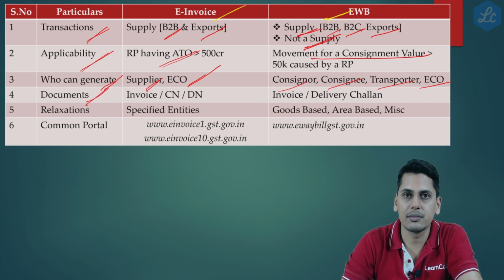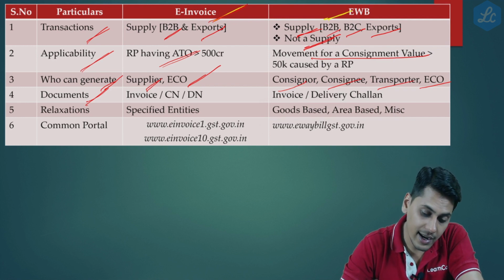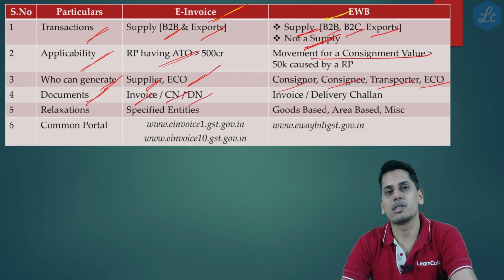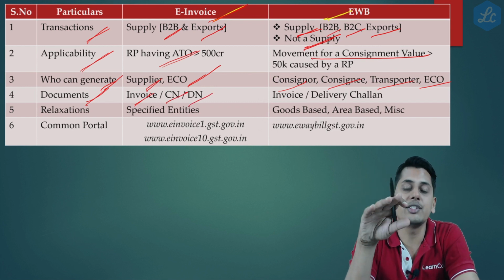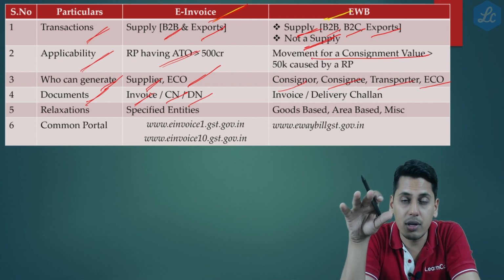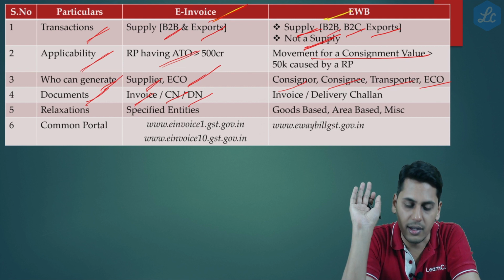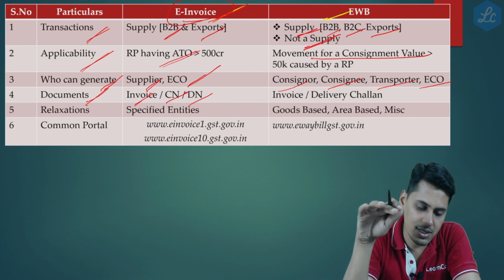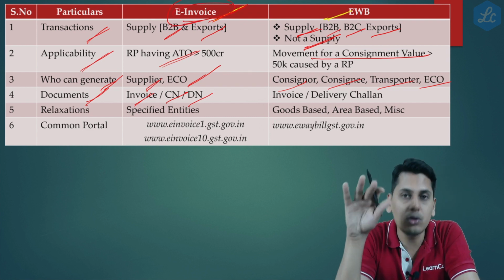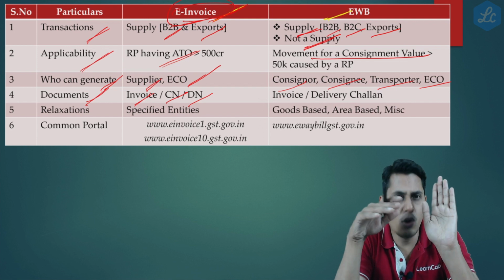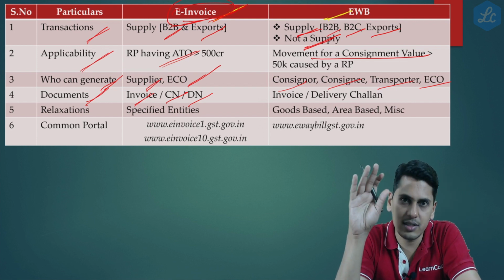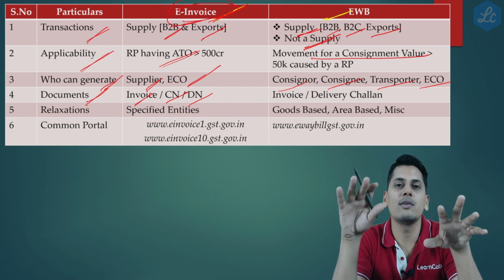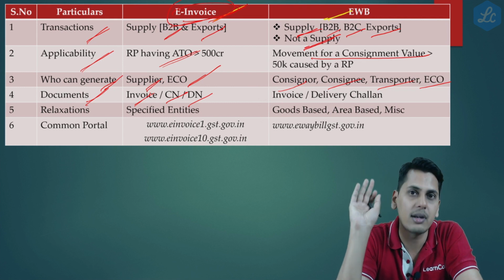What are the documents against which e-invoice can be generated? Tax invoice, we have already seen. Credit notes and debit notes. Credit notes and debit notes also needs to be registered on the invoice registration portal, and invoice reference number needs to be obtained. Friends, please understand the word e-invoice is misleading. It is applicable not only to tax invoice. That means tax invoice alone should not be registered in the invoice registration portal. Tax invoice, debit notes and credit notes, all of them have to be registered in the invoice registration portal, and invoice reference number needs to be obtained.